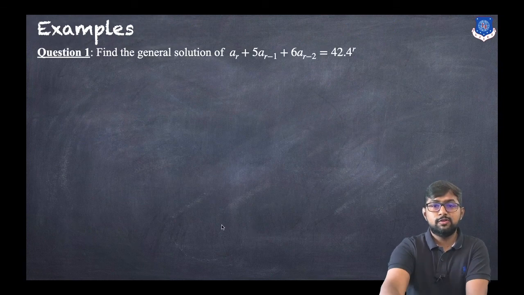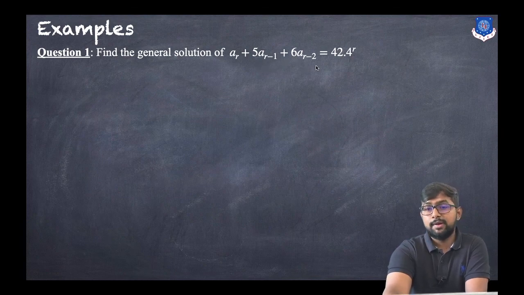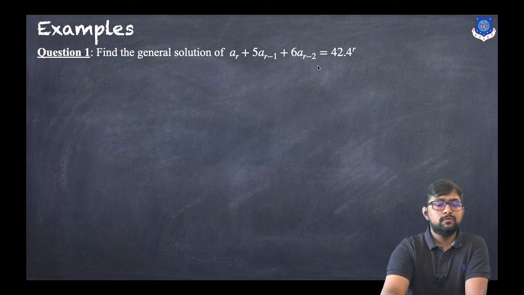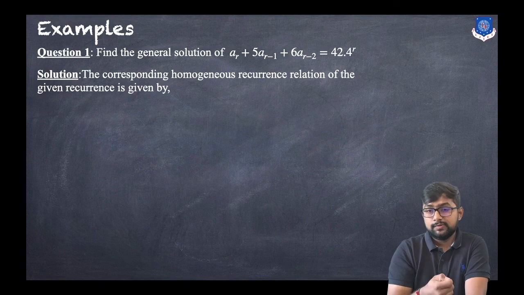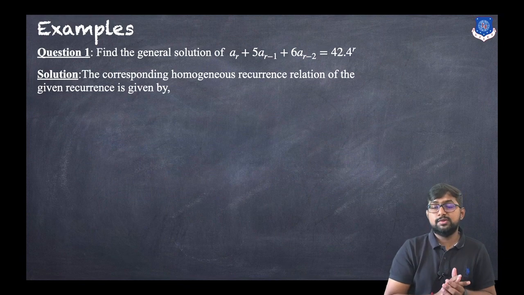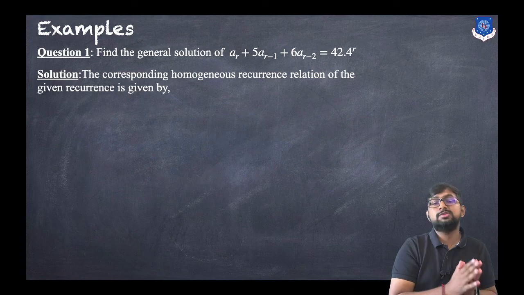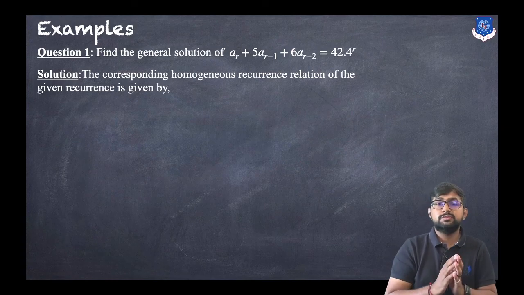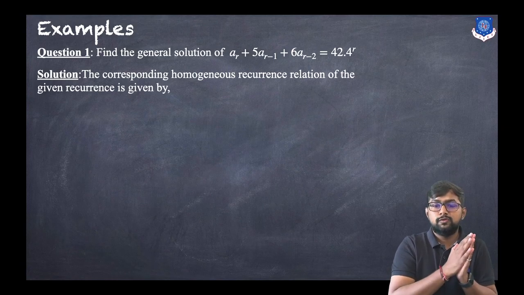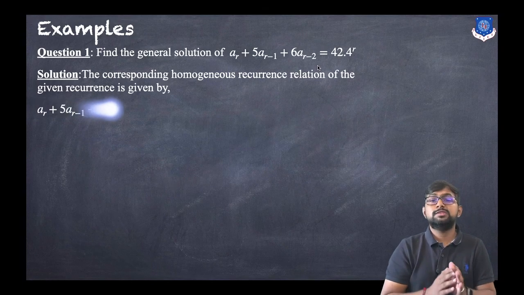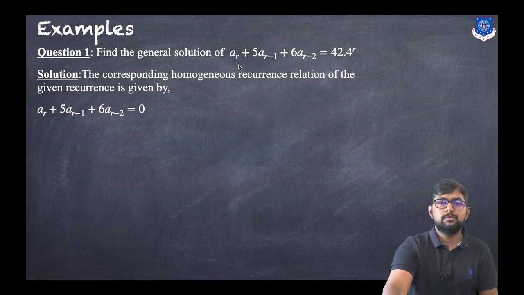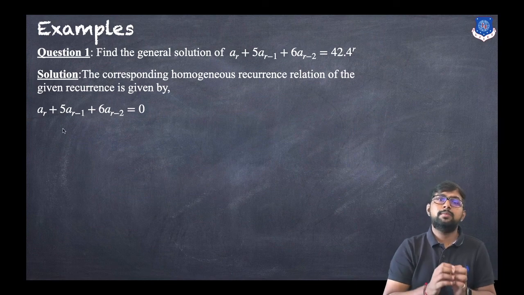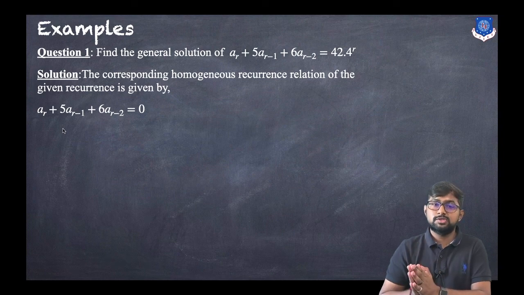Find the general solution of a_r plus 5 a_(r-1) plus 6 a_(r-2) equals 42 times 4 raised to r. As you can see, the right hand side is not equal to 0, so it is a non-homogeneous equation. We need to find a particular solution as well as a homogeneous solution. First we will find the homogeneous solution. Just put the right hand side equal to 0, then we get the homogeneous equation: a_r plus 5 a_(r-1) plus 6 a_(r-2) equals 0.